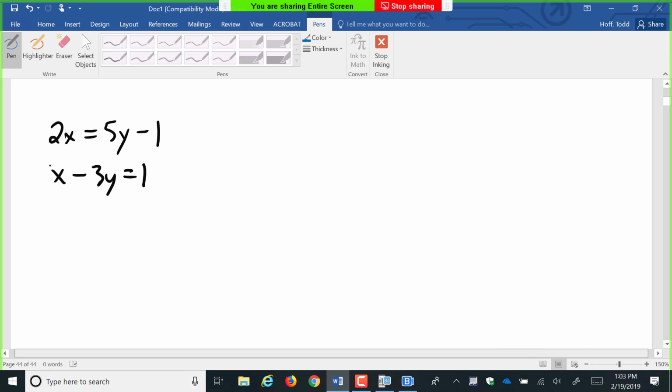Okay, so the first thing, of course, we have to do is some rearranging. What are we going to do? We're going to subtract 5y in that top equation. So that's going to give us 2x minus 5y equals negative 1. The bottom equation does not need to change right now. That's still going to be x minus 3y equals 1.